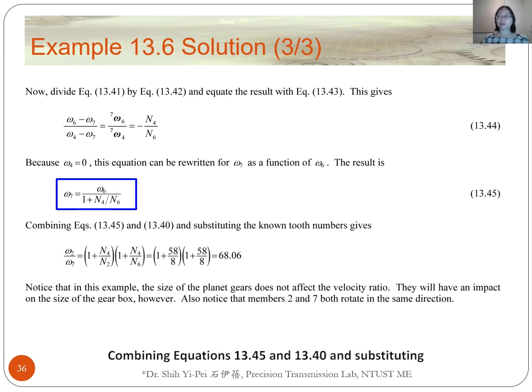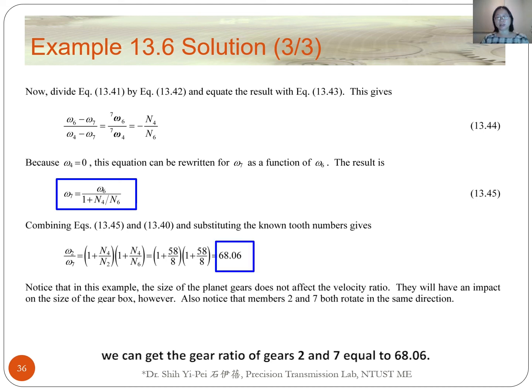Combining equations 13.45 and 13.40 and substituting the known tooth numbers given, we can get the gear ratio of gears 2 and 7 equal to 68.06. Gears 2 and 7 both rotate in the same direction. In this example, the tooth numbers of the planetary gears do not affect the velocity ratio, but they will have an impact on the size of the gearbox.